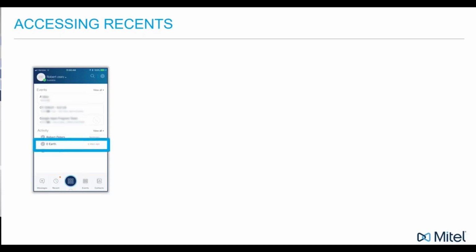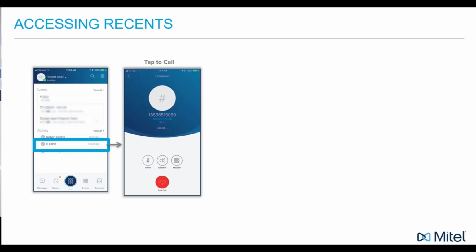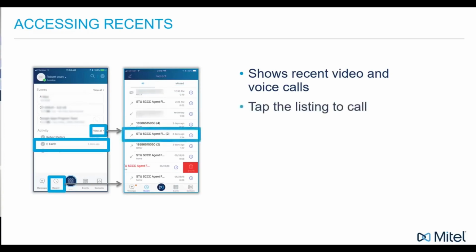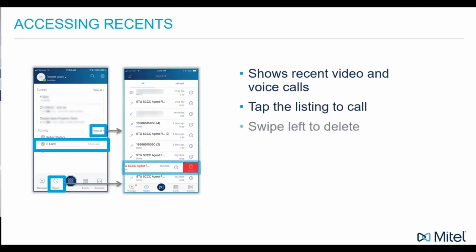The activity section of the dashboard shows you your most recent calls. Tap on Recent Interactions to initiate a callback. Press the View All or Recent icon to display a full list of your recent voice calls and video calls. Tap on a listing to initiate callback, or swipe to the left to delete the recent call listing.